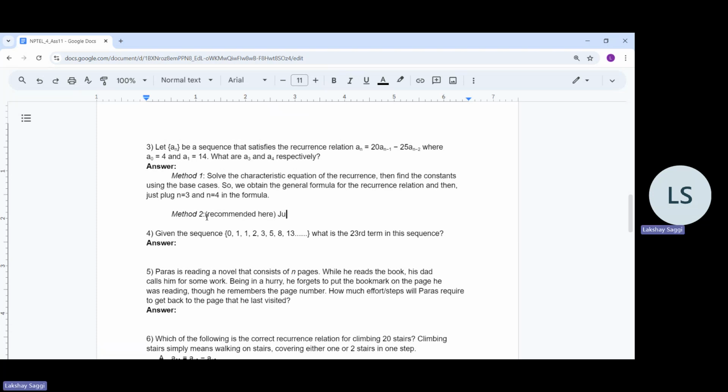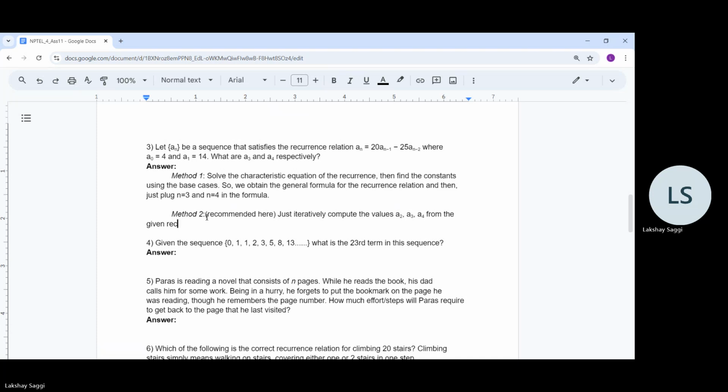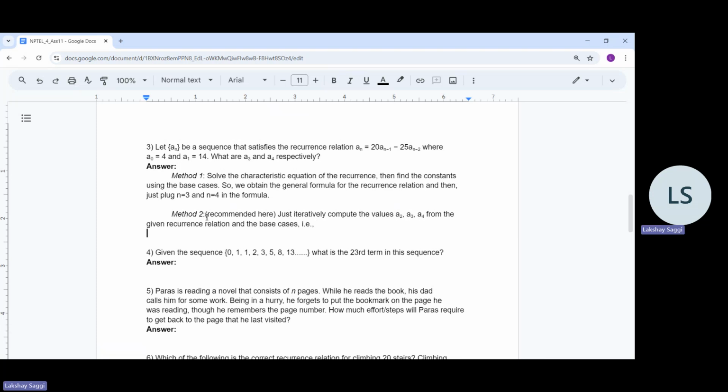And what do we do here? Just iteratively compute the values A2, A3, A4 from the given recurrence relation and the basis. So on a high level, this is the idea, and we can just do this.